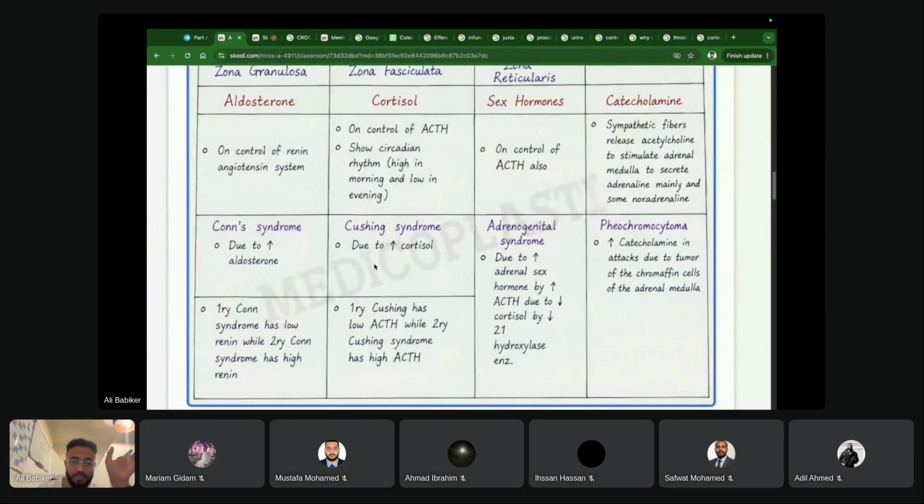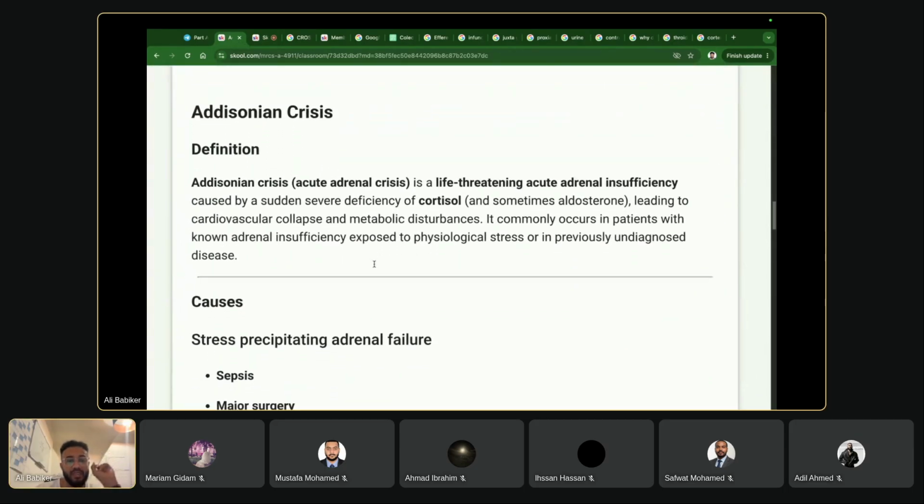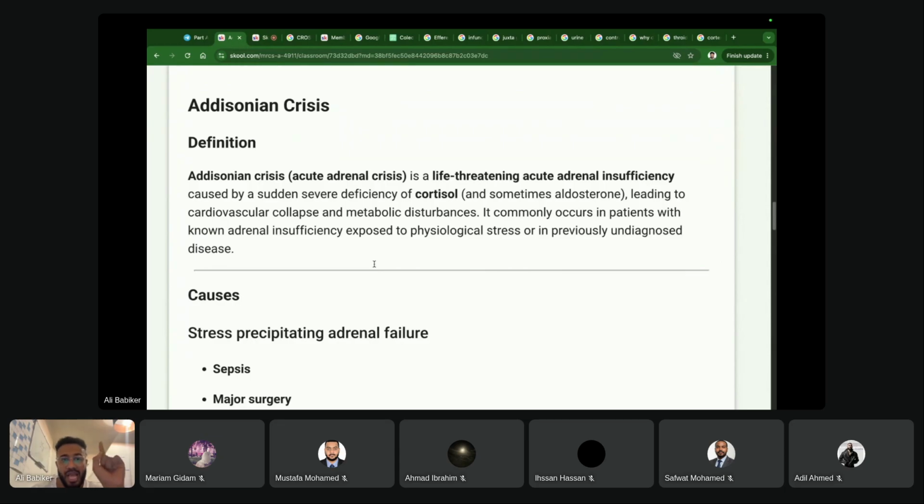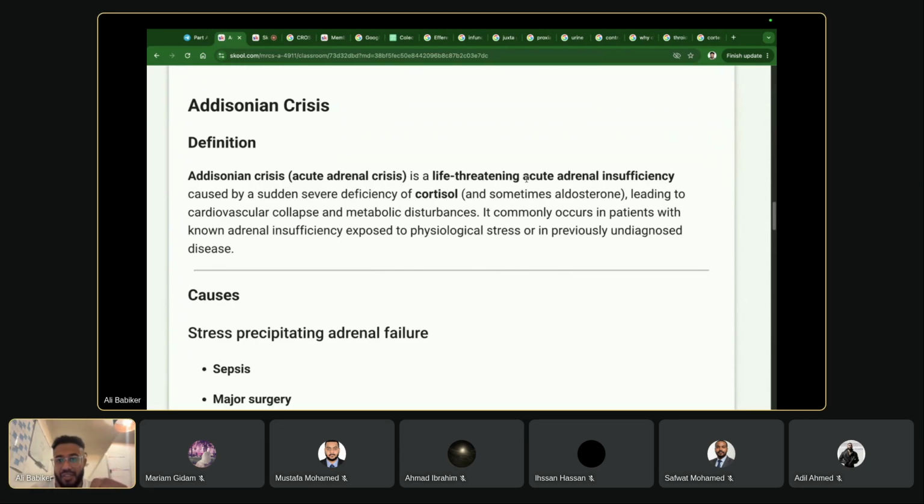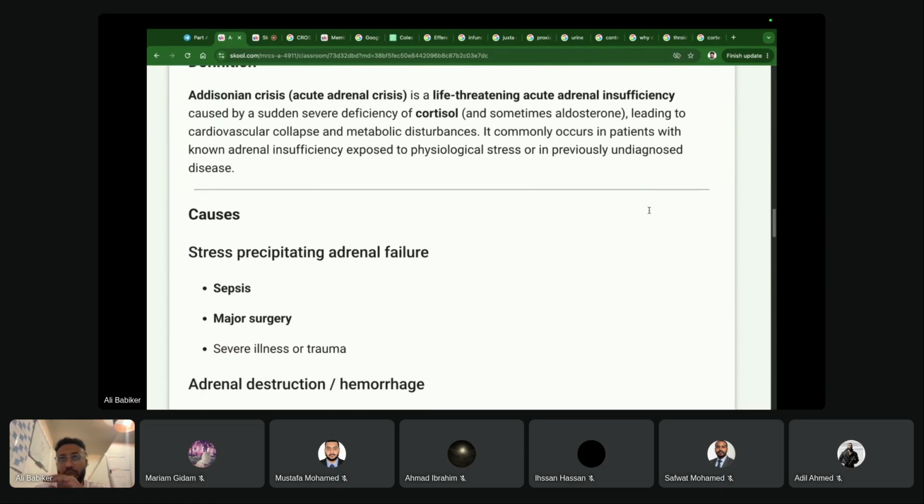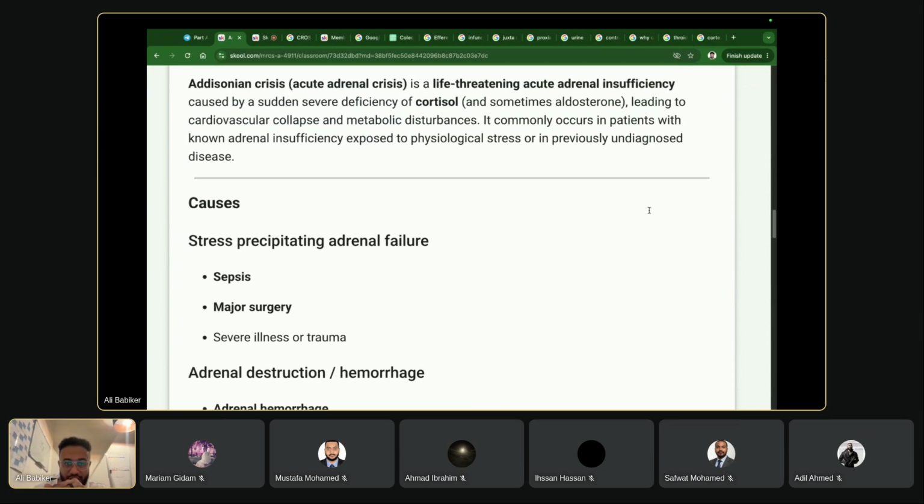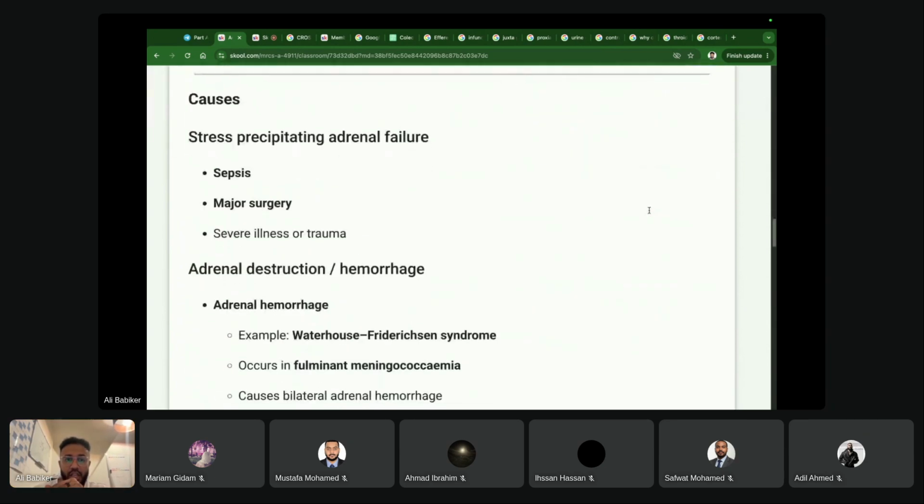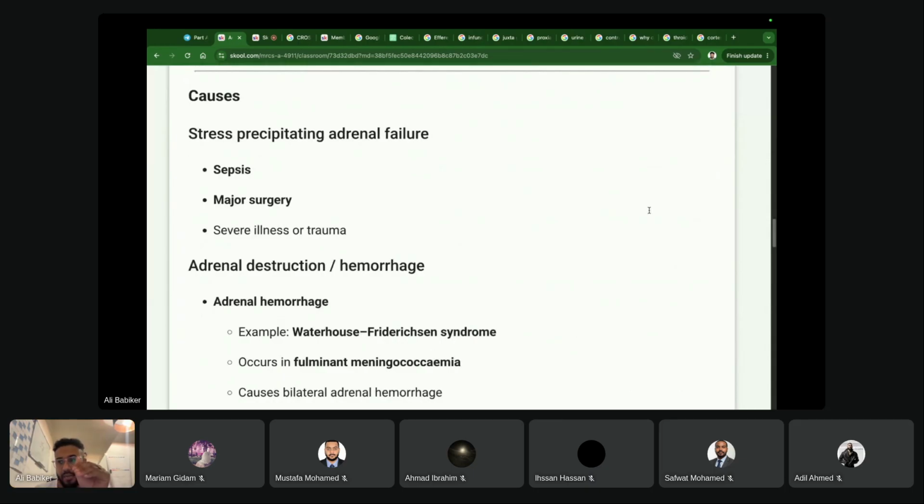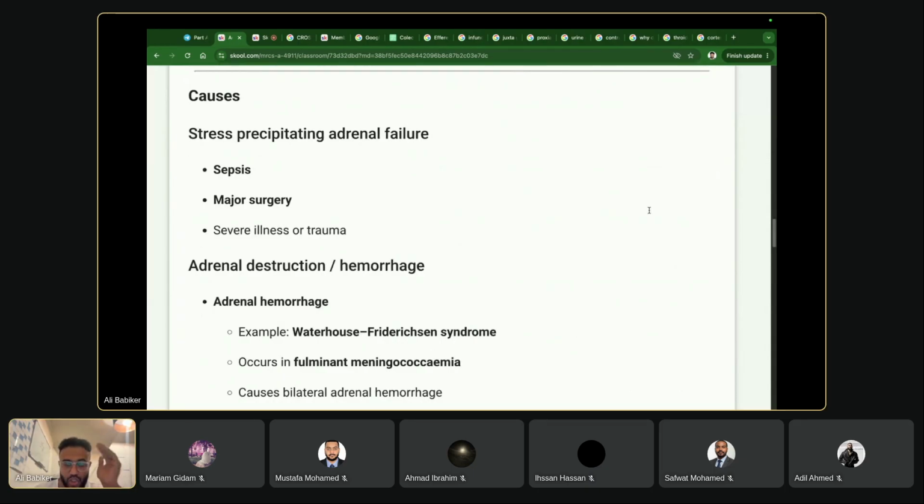Okay. Addison crisis, also very high yield. Acute adrenal crisis, life-threatening acute adrenal insufficiency caused by sudden severe deficiency of cortisol and sometimes aldosterone, leading to cardiovascular collapse and metabolic disturbance. That's why we tell every single lady not to take steroids. Because if you take steroids, what will happen? You will be dependent on it. Meaning, your pituitary gland will stop producing ACTH.